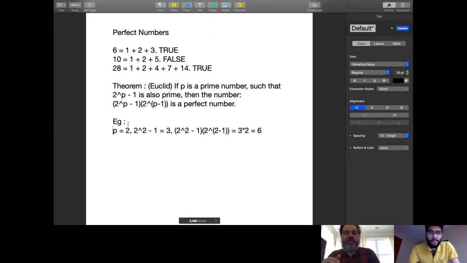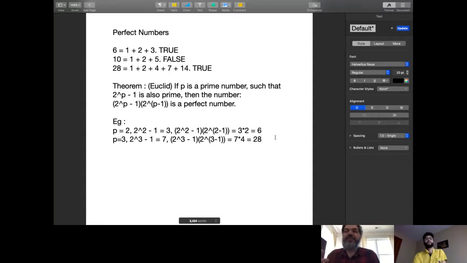Now, next case, another example, p equals 3. In this case, I check again 2 to the p, so 2 cubed minus 1. What's this? It's 7, and this is a prime number. So now we get another perfect number: 7 times 2 squared, 7 times 4, and that's 28. So that's the next. So you see, Euclid can recover those examples in this way.